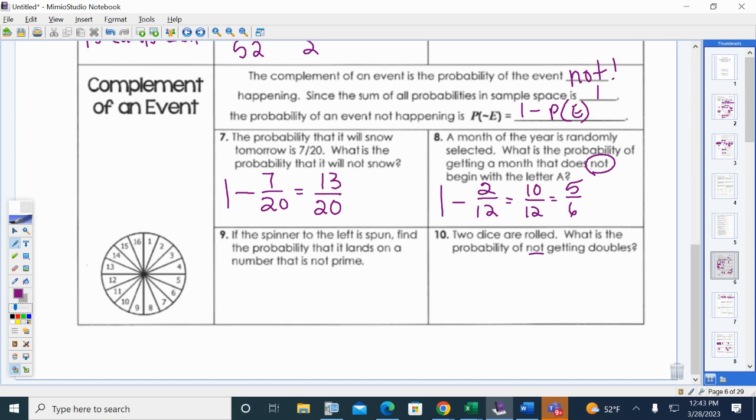So how many doubles could we get? If I roll two dice to get a double, there's 6 ways to get doubles, right? Because you got double ones, double twos, double threes, double fours, double fives, and double sixes. So there's 6 out of, remember your fundamental counting principle here, the total would be 6 times 6, or 36 for my denominator. So the complement, to adjust this for that word not, we need 1 minus that, which is going to be 30 out of the 36, which is going to reduce to 5/6.